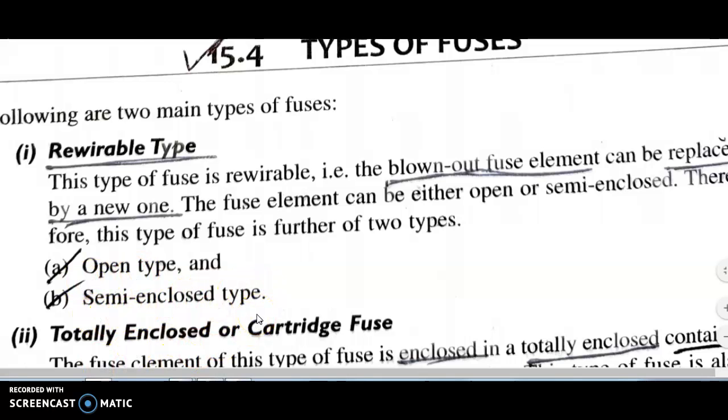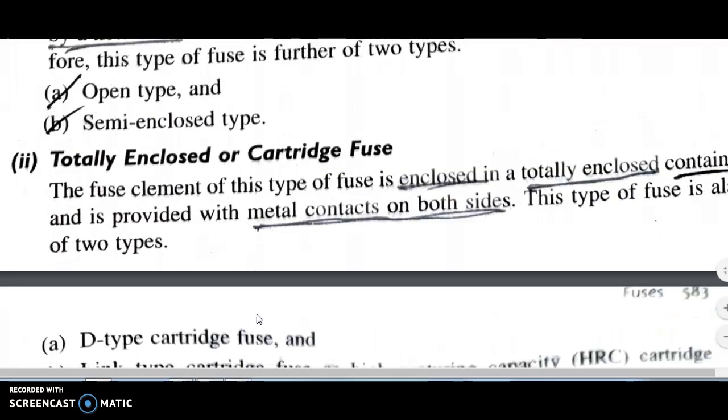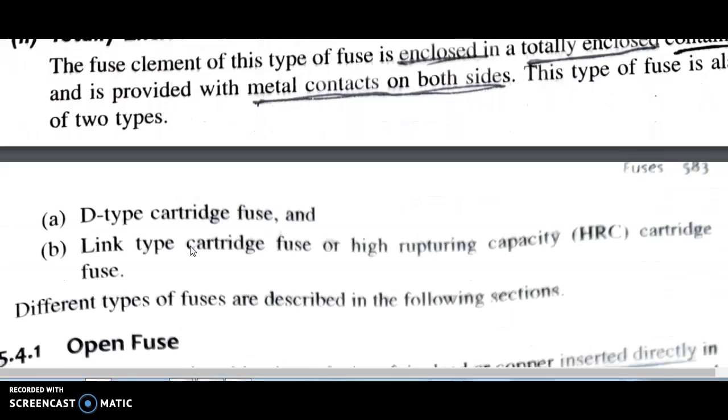The second type is the totally enclosed or cartridge fuse. The fuse element of this type of fuse is enclosed in a totally enclosed container and it is provided with metal contacts on both sides. Here again there are two types: D type cartridge fuse and link type cartridge fuse. We call it a link type. We call it an HRC cartridge, HRC fuse. Very important this one.